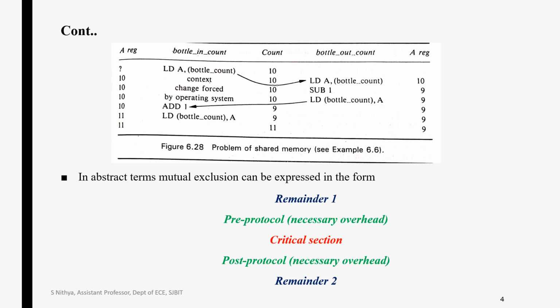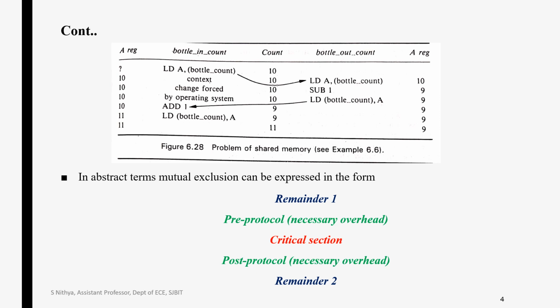Next, the operating system switches back here, and it executes load the bottle counter comma A, with A containing the value 9. Here you can see the value 9. The accumulator is incremented, so it becomes 10. But actually the counter value must be 11, yet it contains 10 here. So there is an overlap of one piece of data into another. That's why we go for mutual exclusion.